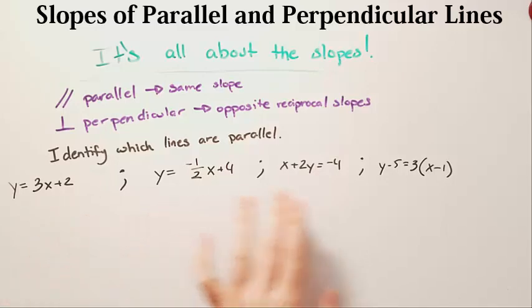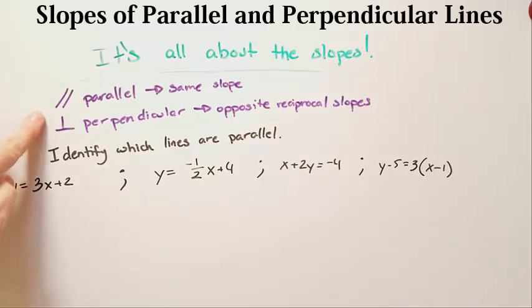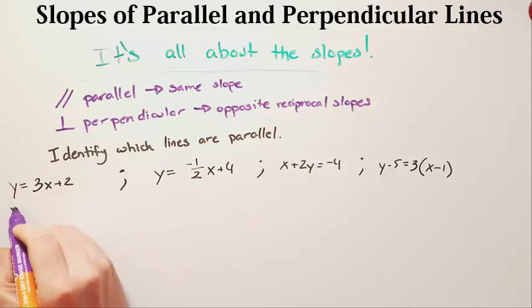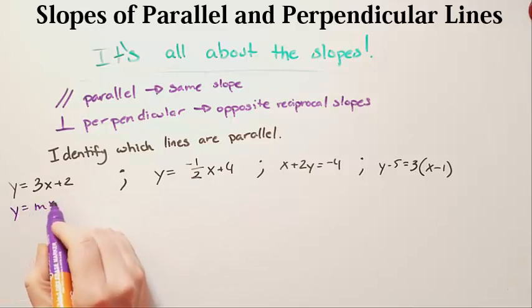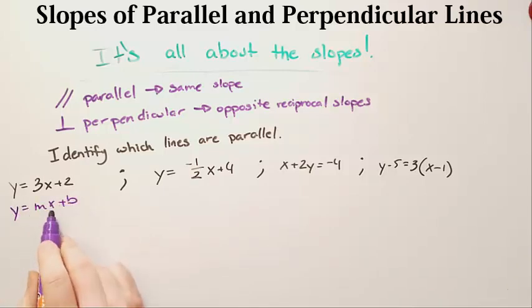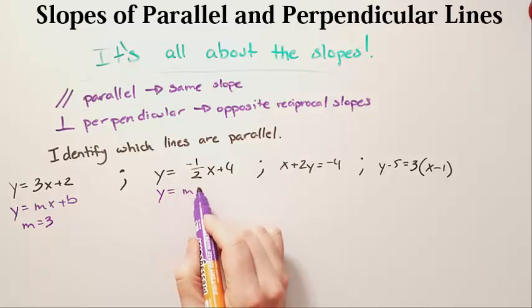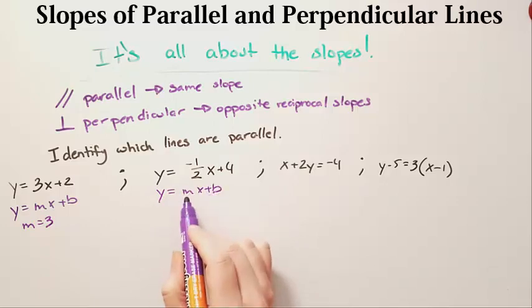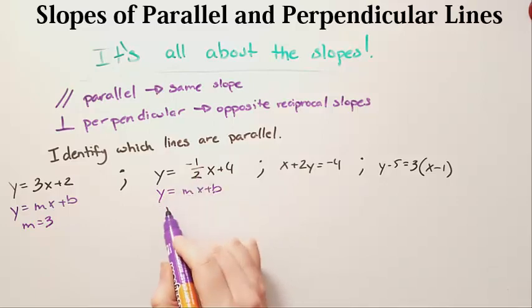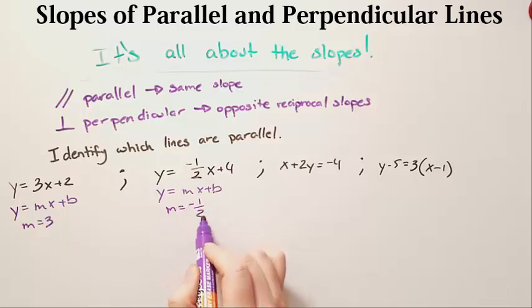So we have 4 new equations, and they want us to see which of these are parallel. Again, the difference between parallel and perpendicular is all about slope. So we're going to take a look at these. This is a y equals. Since this is a y equals, it's y equals mx plus b, which means the number connected to the x, which is 3, is our slope. This also is a y equals, so this is a y equals mx plus b equation. Remembering the number connected to x, which is -1/2, is going to be our slope.